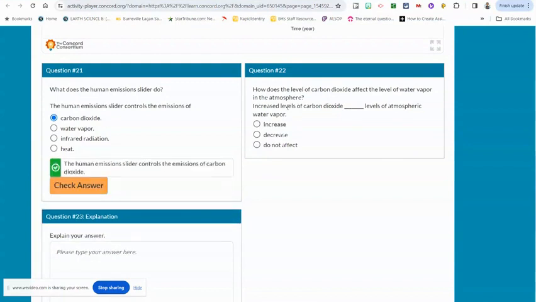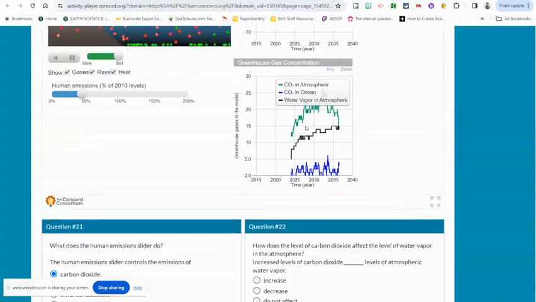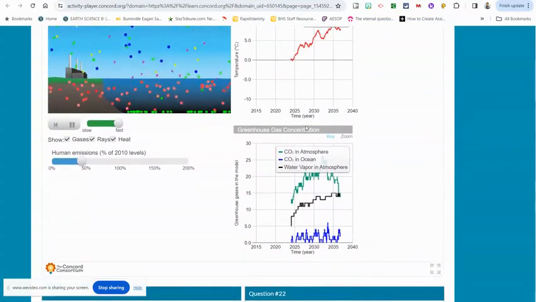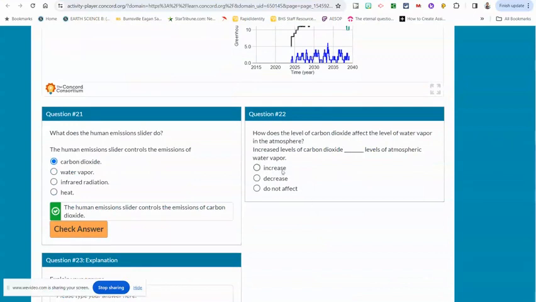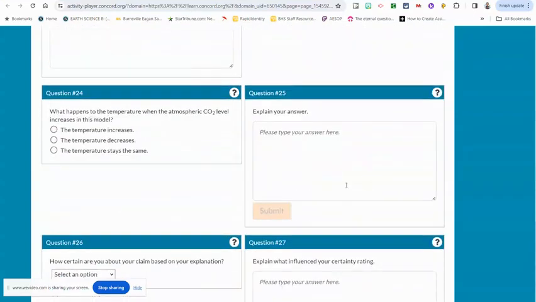Question 22, how does the level of carbon dioxide affect the level of water vapor? Well, when you increase carbon dioxide, you also increase the amount of water vapor, and that's because you're increasing the temperature, right? How do you know this? Take a look to see how the green line and black line track each other, right? As the green line goes up, so does the black line, and so on. So an increase is an increase in water vapor.